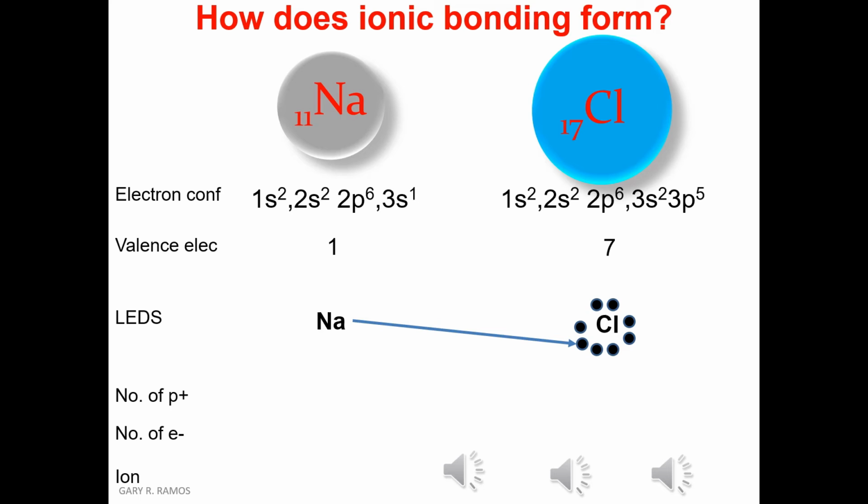Since sodium has one valence electron, it is easier for sodium to give its electron to chlorine than to gain 7 electrons from the chlorine. Since chlorine has 7 valence electrons, it is easier for chlorine to receive 1 electron from sodium than to give its 7 electrons to the sodium.